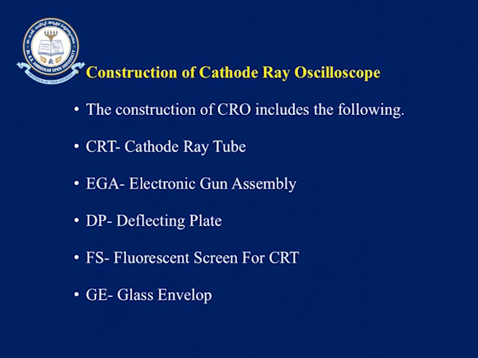EGA means electronic gun assembly. DP means deflection plate. FS means fluorescent screen on the CRT. GE means glass envelope. This one I will explain.